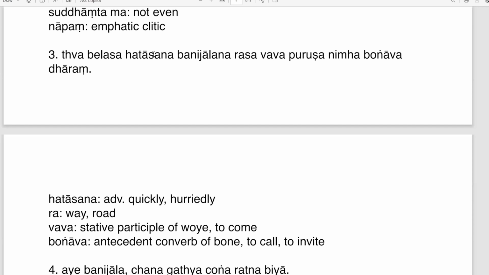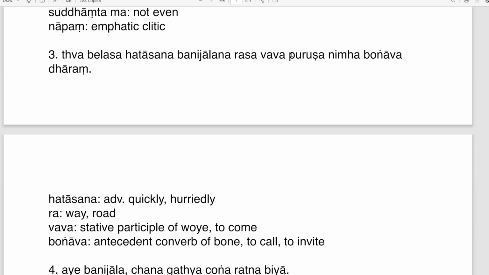And then Hadasana, like he quickly invited, yes, and bongao, he quickly invited, or called, two men on the road. So he called them to come to the road.